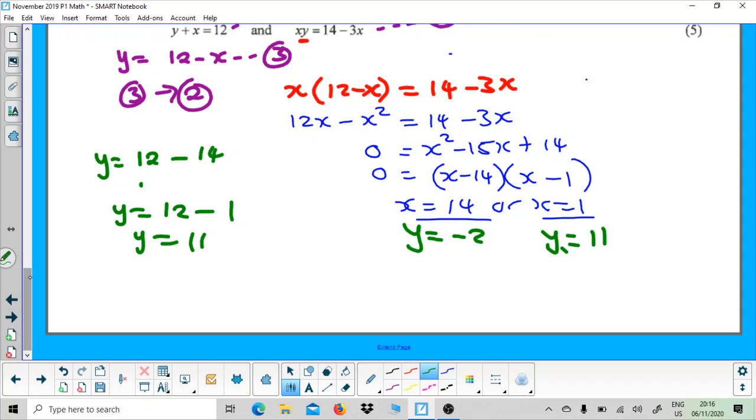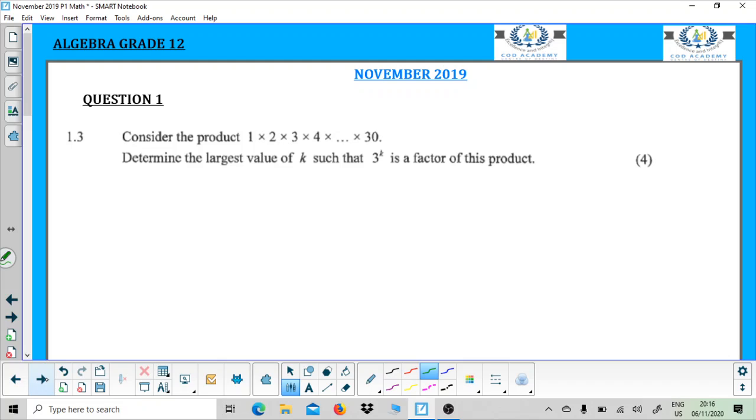It's a very simple task to do question 1. So, there was this one which was a little out of the box. You were supposed to determine the largest value of k such that 3 to the power k is a factor of this product. Any number that we have here, 1, 2, 3, 4, 5, since it's multiplying, means every number all the way to 30 is a factor. But then we want the largest value of 3 to the power k, which is a factor.